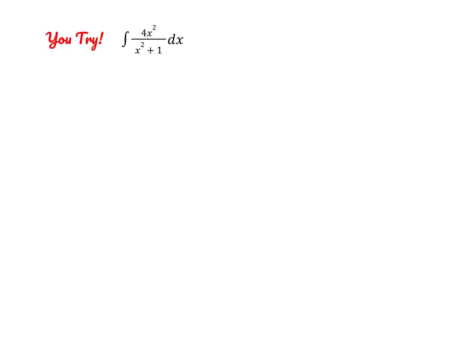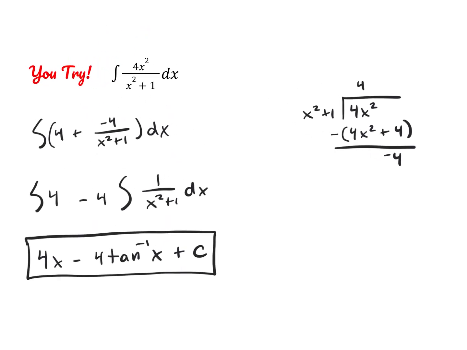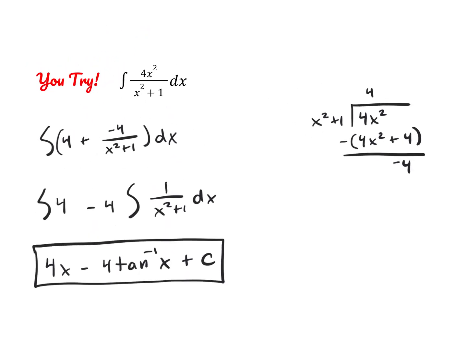All right, here's one for you to try on your own, so please pause the video and give it a shot. All right, go ahead and take a look here. So I did my long division to rewrite it as 4 plus negative 4 over x squared plus 1. So I split it up into two integrals. And when I pulled out the negative 4, I could see that I have the exact structure that works for arctangent. So it's a pretty nice problem after you rewrite it.